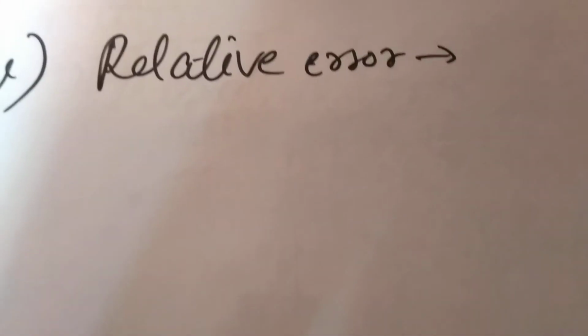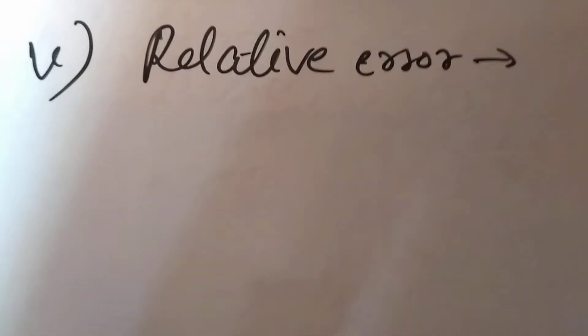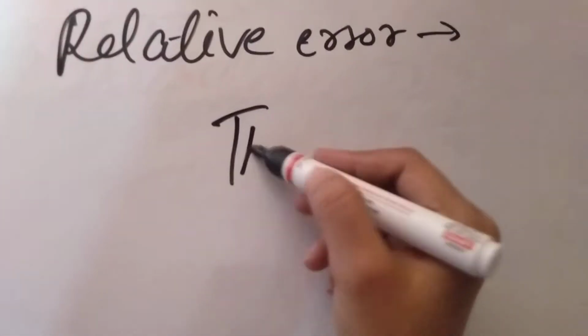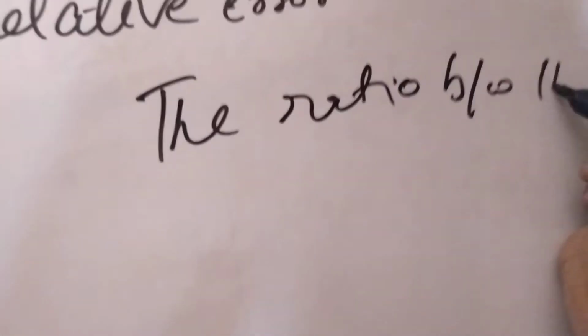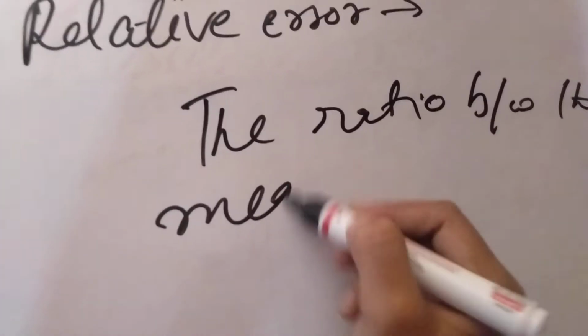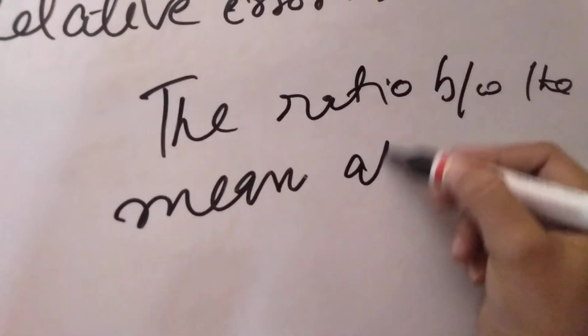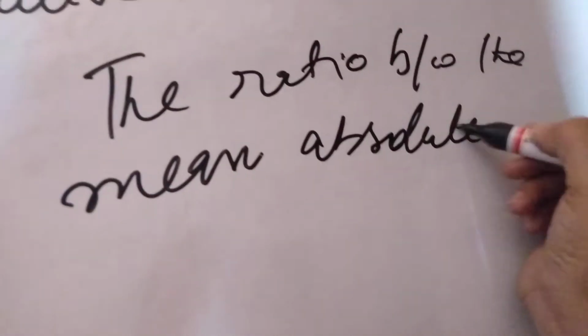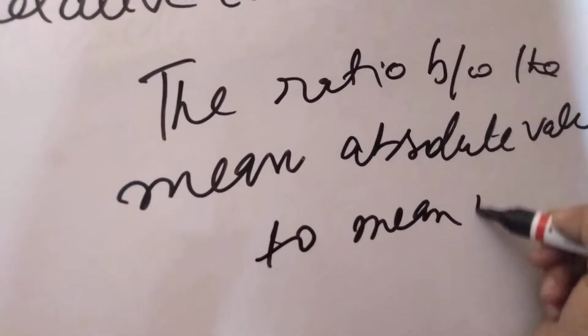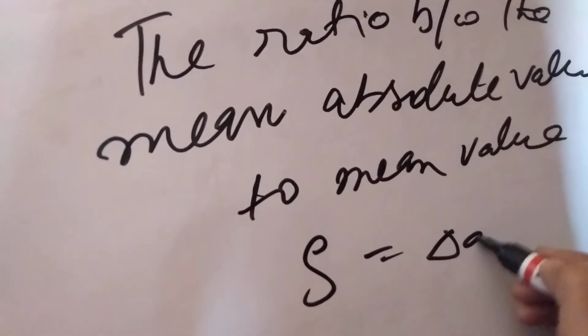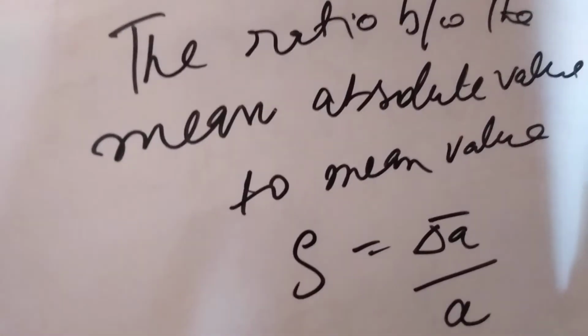Now we have relative error. So what is relative error? The ratio between the mean absolute value to mean value. This is del a bar upon a bar.